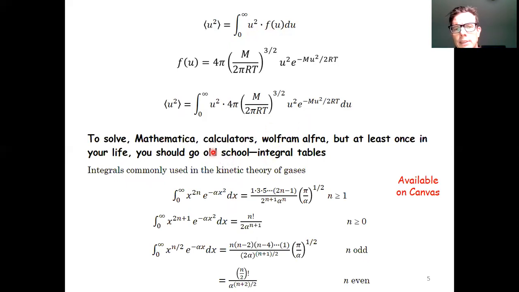To solve these types of expressions, there's lots of different ways you can do it. Mathematica, calculators, Wolfram Alpha. But at least once in your life, you should go old school. You should use integral tables. It's what I learned on, and you should do it at least once in your life. So again, I have some additional background with regards to the Maxwell-Boltzmann distribution, which includes these integral tables, which are commonly used in the kinetic theory of gases. So practice doing that, and you'll get some experience working with these. It's actually a really useful skill.